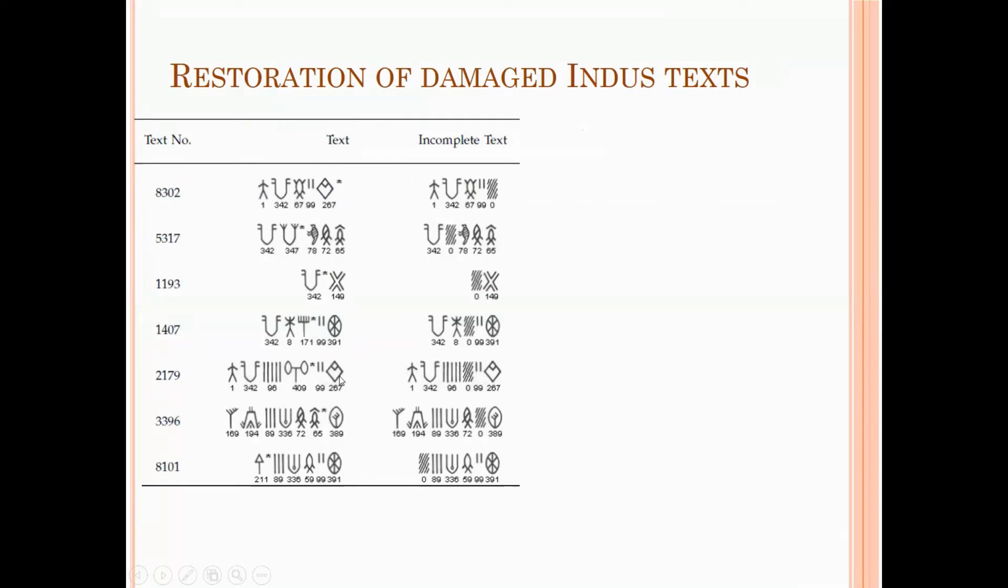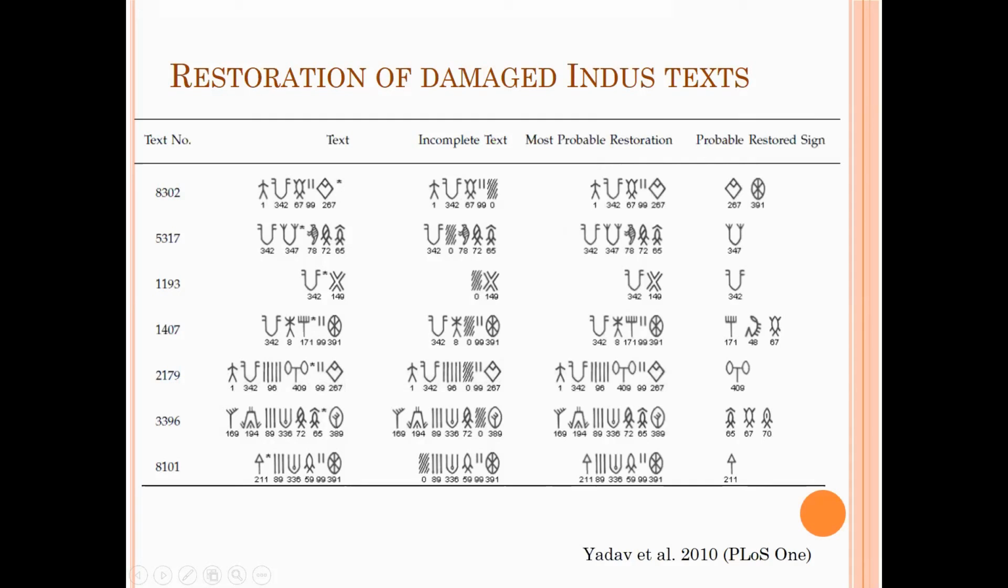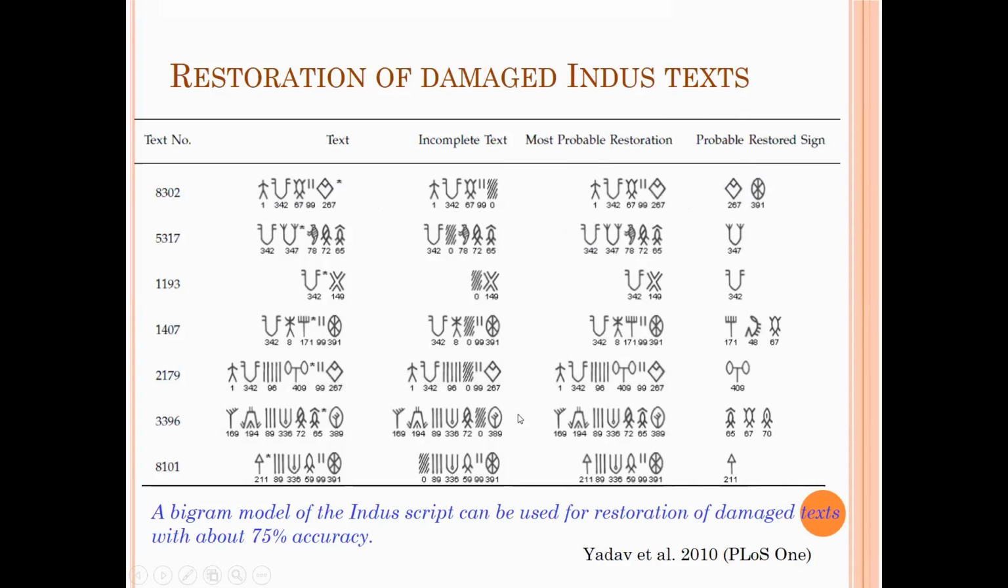So how we go about restoring is, first of all, we just remove this sign from the text, and then we ask our model to make a prediction about this sign. And these are the most probable restorations. This is the restored text, and these are the options given over here. This is the most probable restoration, this is the next most probable restoration, and so on. So you can see that in most of the cases the predicted sign matches well with the reading. And it was found that our bigram model was able to restore the damaged text with about 75% accuracy.